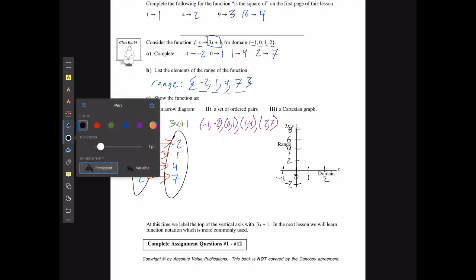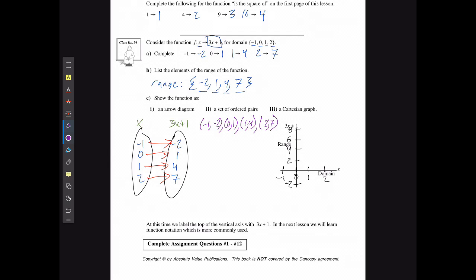And I can graph out these points that I found. I have -1 and -2, which is going to be down here. I have 0 and 1, which is going to be about here. I have 1 and 4, it's going to be about here. And I have 2 and 7, which is going to be about here. All right, go ahead, try some practice.